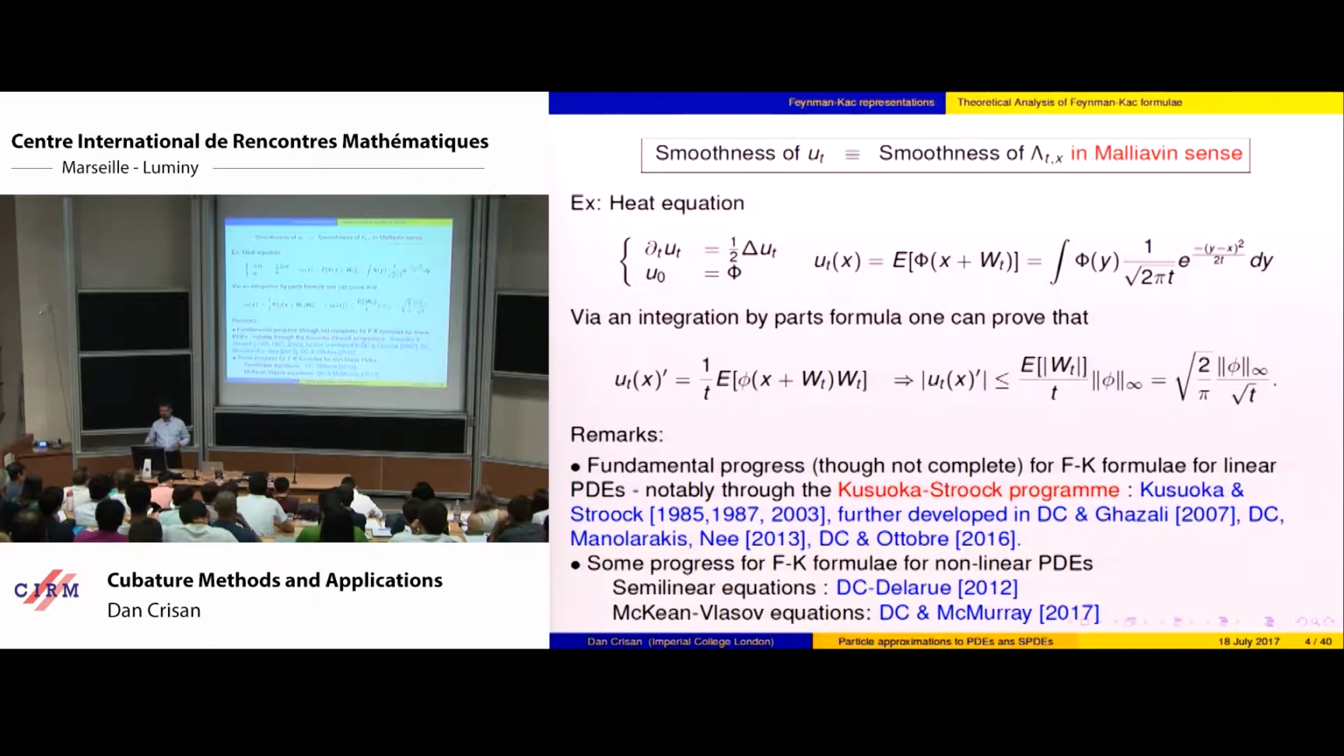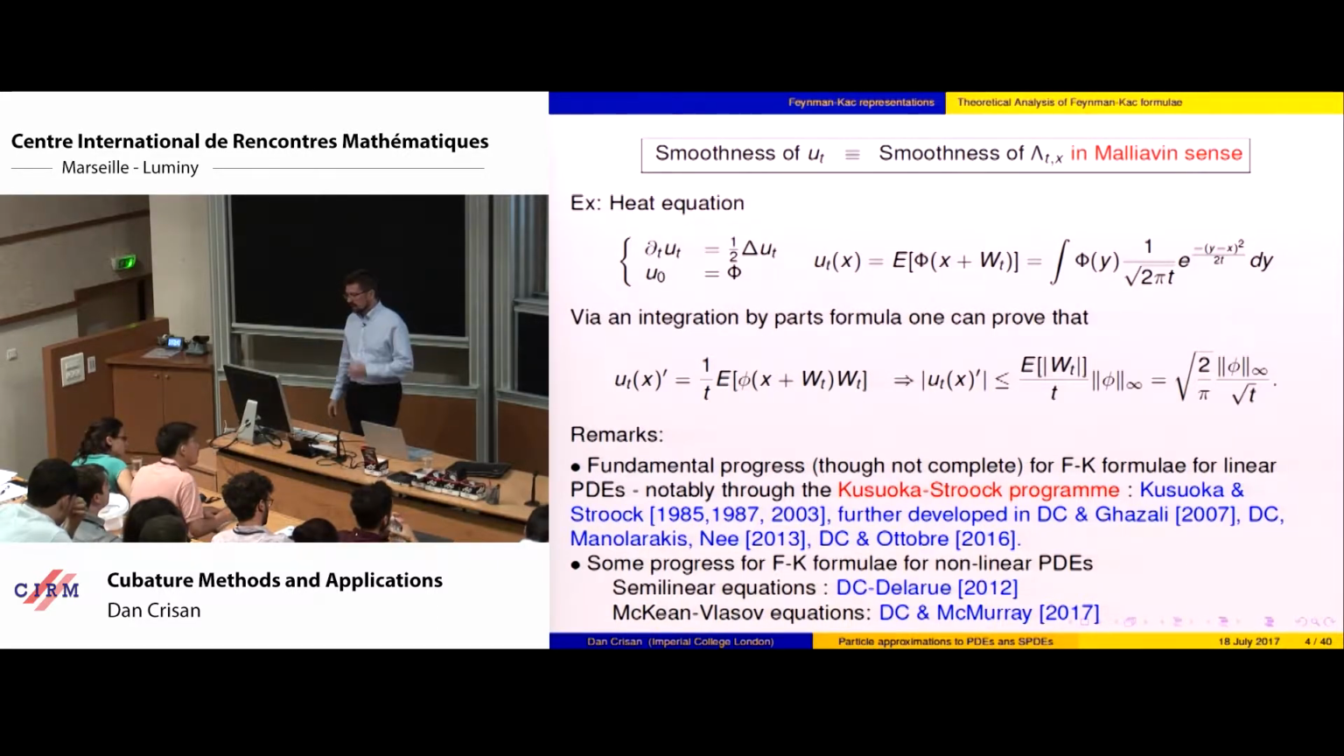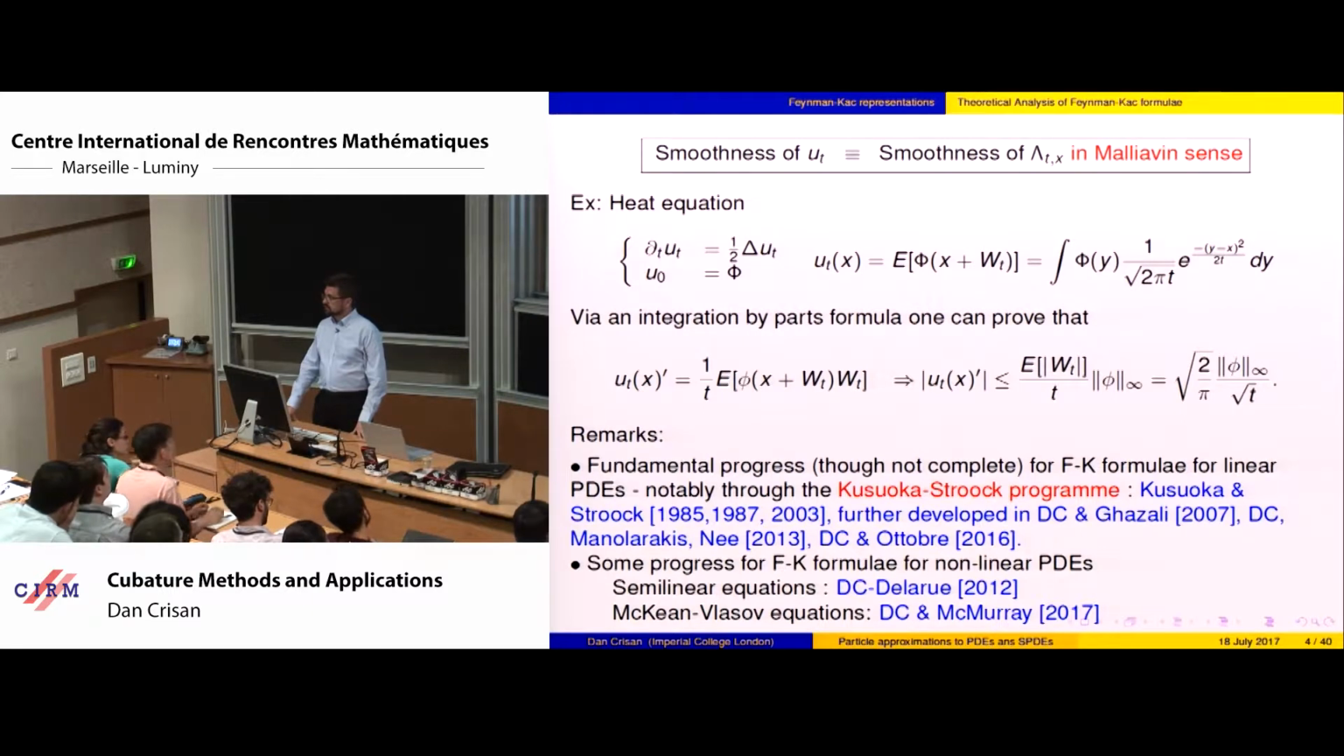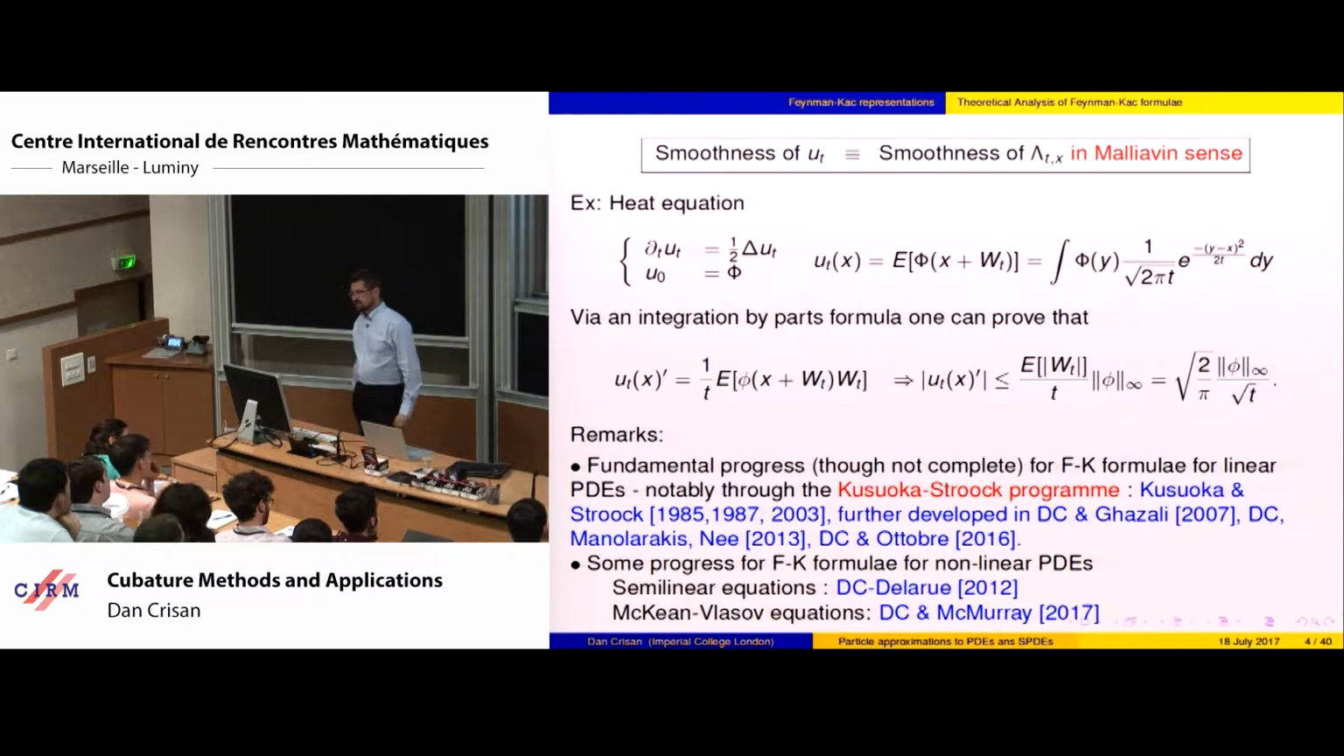And so even though it's a much more complicated methodology to use Malliavin differentiation, it can lead to very, very powerful results. I have a very simple example here to try to explain how exactly you use differentiation in the Malliavin sense to analyze the differentiability of the PDE.